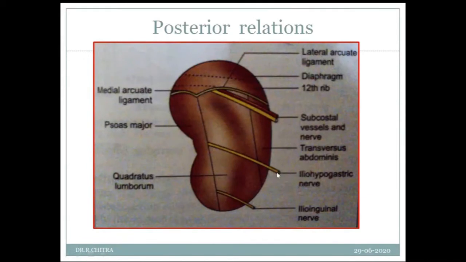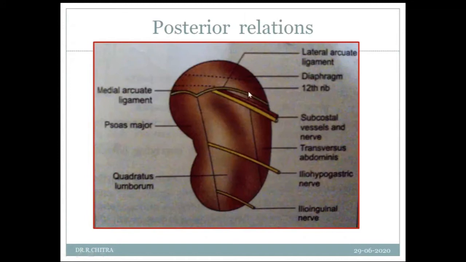First we will see the posterior surface. It is flat and directed backwards and medially. So you have to identify the side of the kidneys in the practicals. One, you should keep the hilum in position. Then you should keep the flat surface behind and the convex surface in front. So this is the flat surface. So what is its relation? If you see, we divide this surface into two parts, upper part and lower part. So this is the upper part of the relations.